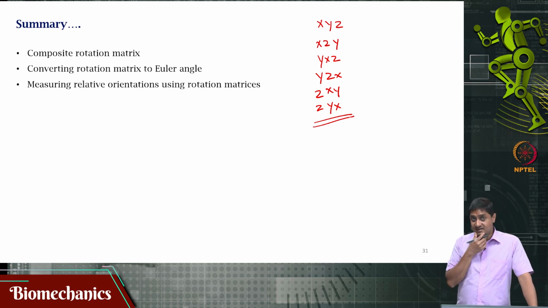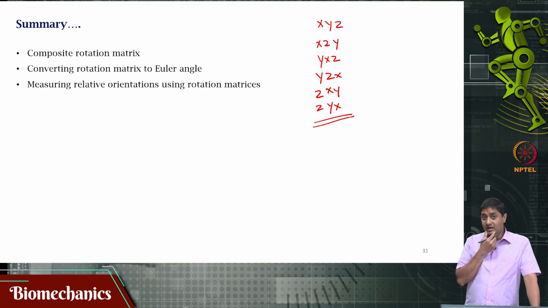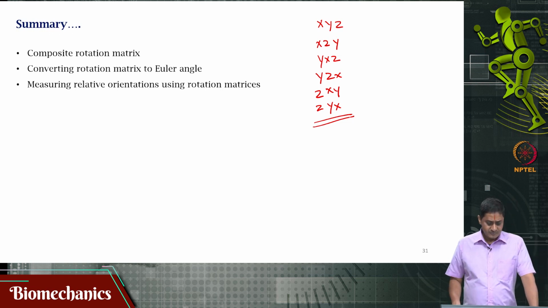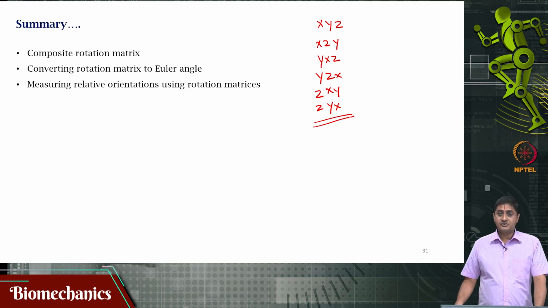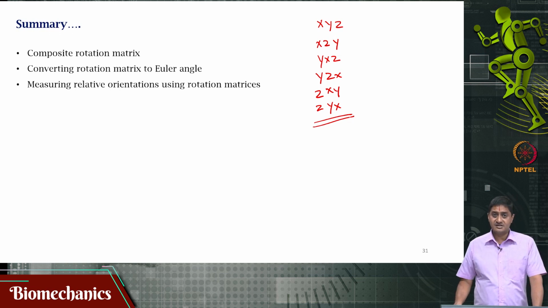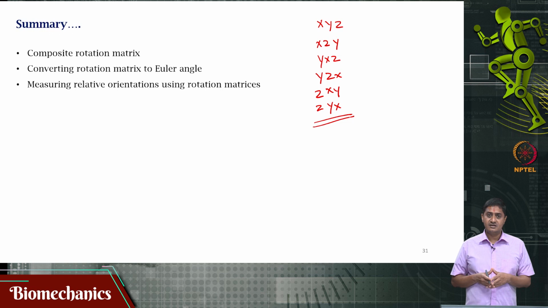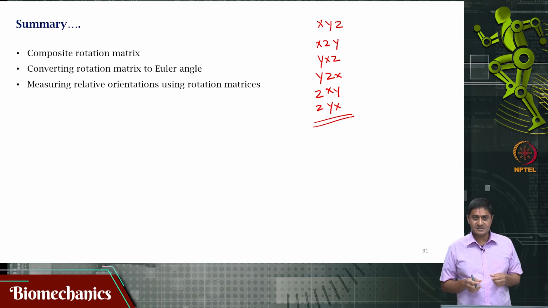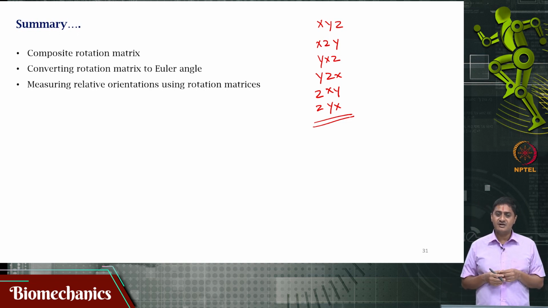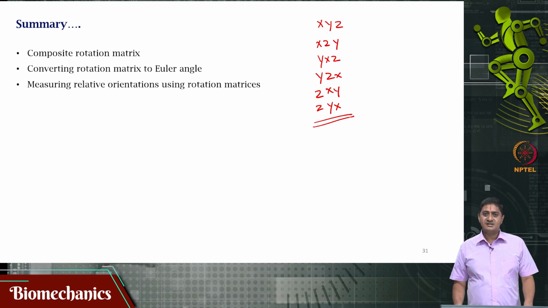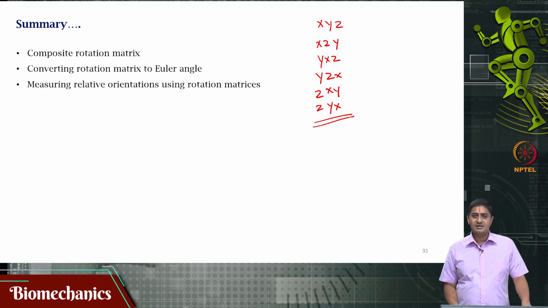I can have other cases where one of the principal axes repeats, but then it is a complicated problem to deal with, which we will not discuss as part of this video. So, we will stop here. In this video, we looked at composite rotation matrices, how to convert a rotation matrix to Euler angles, and how we can use rotation matrices to find relative orientations. We also touched upon one example of Gimbal lock. With this, we come to the end of this video. Thank you very much for your attention.